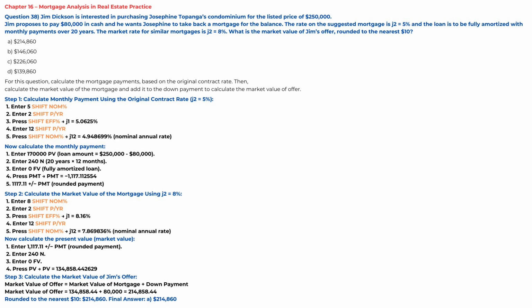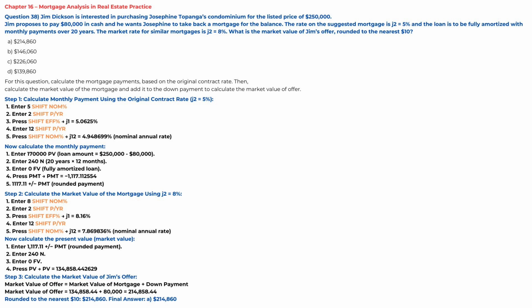Step 2, calculate the market value of the mortgage using J2 equals 8%. Enter 8, Shift NOM. Enter 2, Shift PYR. Press Shift Effective. J1 equals 8.16%. Enter 12, Shift PYR. Press Shift NOM. J12 equals 7.869836%, nominal annual rate. Now calculate the present value, the market value. Press PV, calculator displays 134,858.42629.